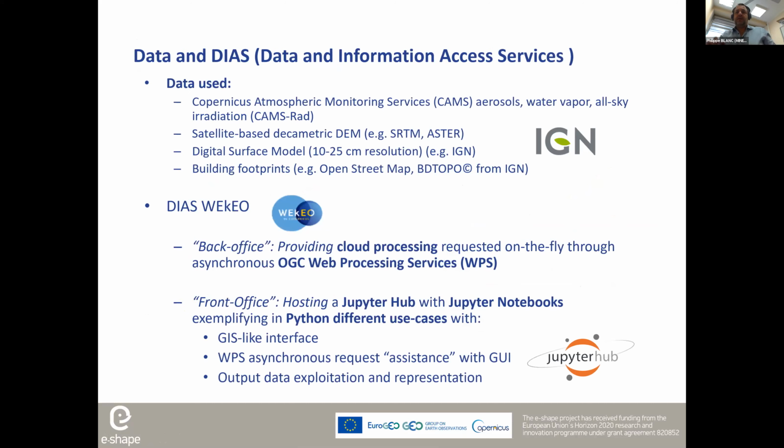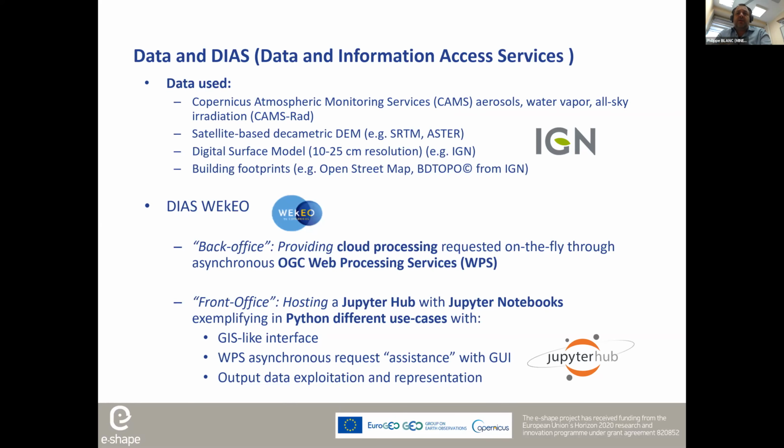Okay, so what are the data and the infrastructure we are using? As I said, as a summary, we are using Copernicus Atmospheric Monitoring Services, CAMS, accounting for aerosol and water vapor, to provide all-sky irradiation, so CAMS-RAD. We are using a digital elevation model, SRTM. We are using a digital surface model coming from the French Geographical Institute, IGN. And we can also use, not in this pilot, the building footprints to locate the roof.